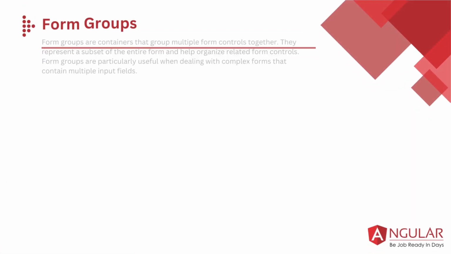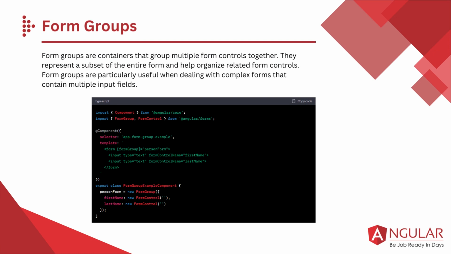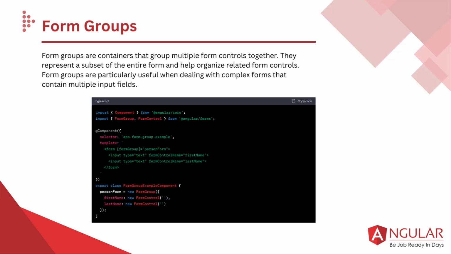2. Form groups. Form groups are containers that group multiple form controls together. They represent a subset of the entire form and help organize related form controls. Form groups are particularly useful when dealing with complex forms that contain multiple input fields.